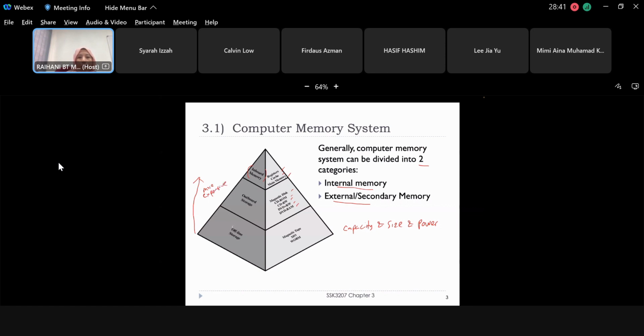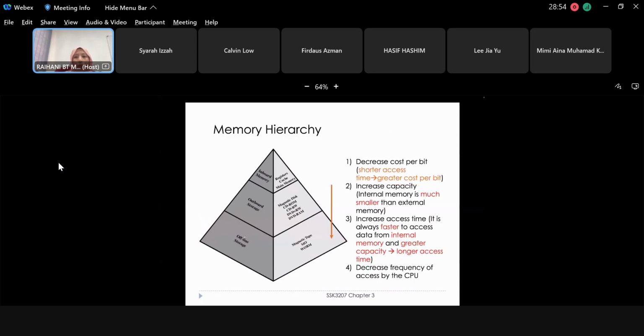Okay, so this one is offline storage. We can call it magnetic tape, MO, WORM, and also hard disk, external hard disk, also categorized under offline storage. Okay, so this is the memory hierarchy.